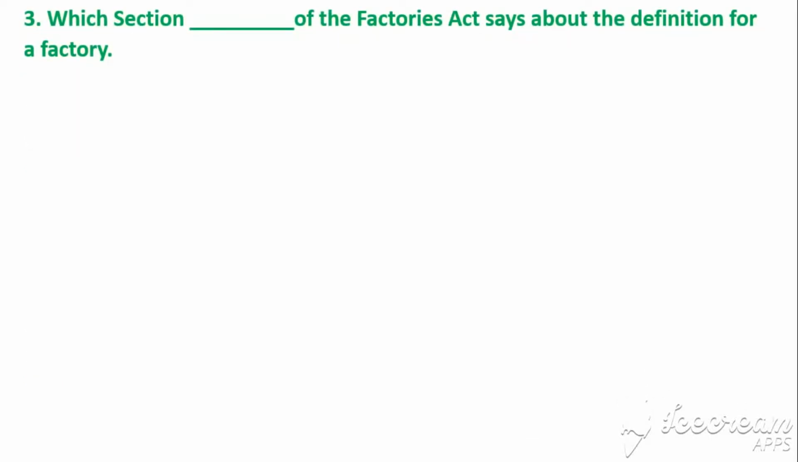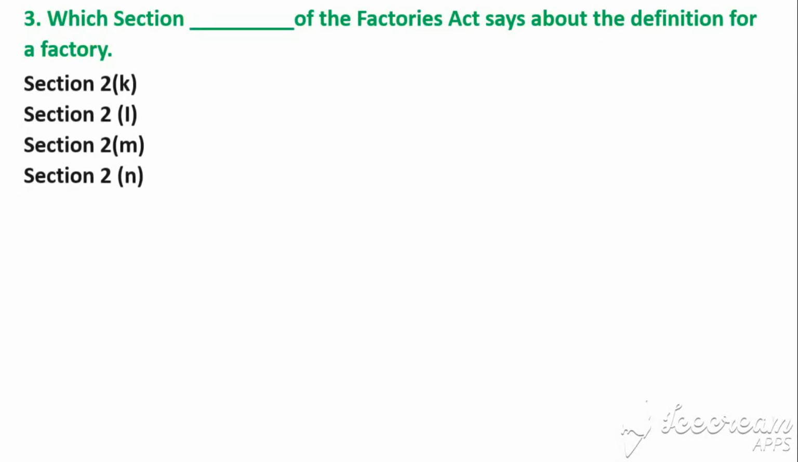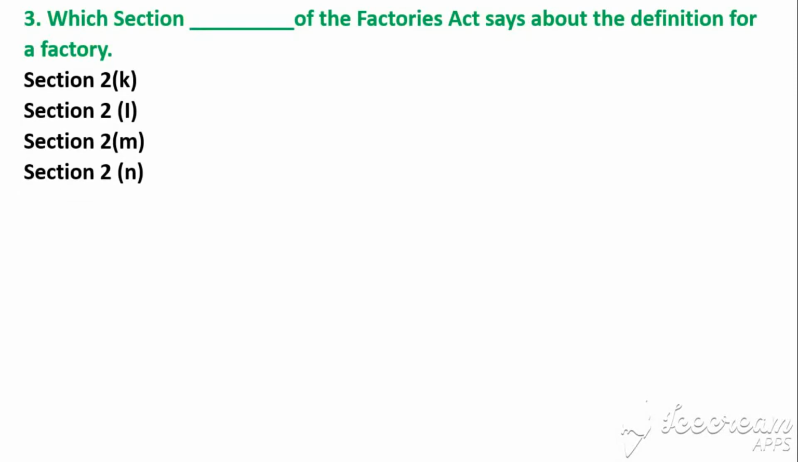Which section of the Factories Act says about the definition of a factory? So which section says the definition of factories? Section 2K, 2I, 2M, 2N. Yeah, your answer is right. Section 2M is the right answer. So the section 2M of the Factories Act says about the definition for a factory.